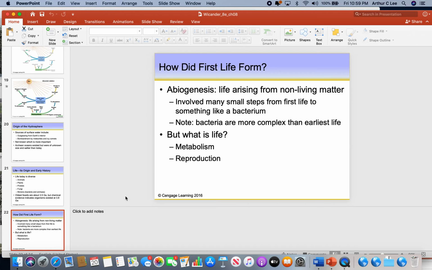That's what life is. And it appears to have appeared on the planet about 3.8 billion years ago, but definitely by 3.5 billion years ago. So on the test, don't forget, life appeared during the Archean Eon.